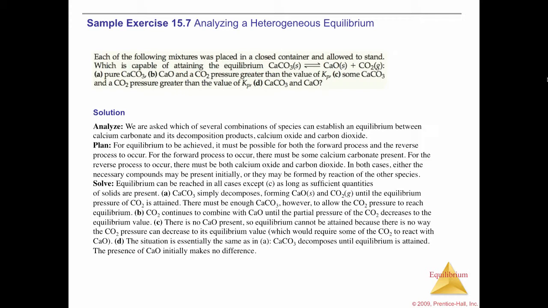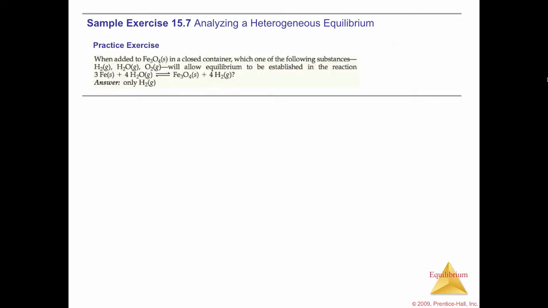D, calcium carbonate and calcium oxide. So if we have some of the reactant, calcium carbonate, and we have some of the product, calcium oxide, can this attain equilibrium? The answer here is yes. The situation is essentially the same as in A. The calcium carbonate is the only reactant, and it will freely decompose until equilibrium is attained. The presence of calcium oxide initially doesn't make a difference here. The only thing that matters is that we had the reactant present and it is capable of decomposing. Please try the practice exercise.